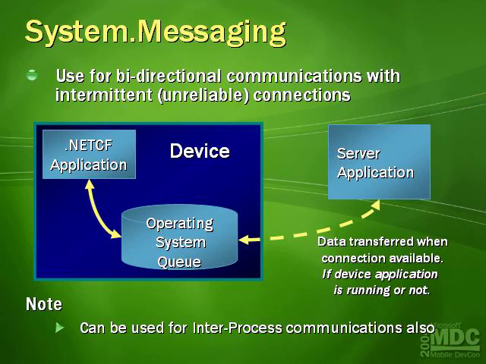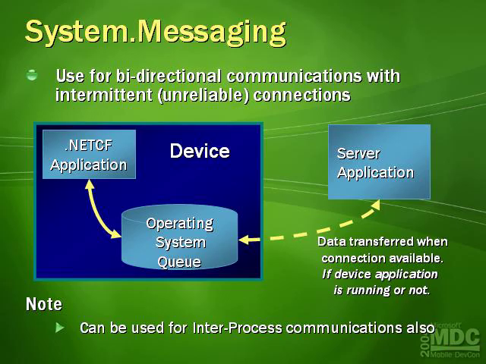And here's System.Messaging. Now this is the same System.Messaging class that's on the full .NET Framework. What this provides is a solution for bi-directional communications when your device might or might not have a reliable connection. This is very important because with these little devices that you can put in your pocket and take around, you might not always have a connection available to you, but you still want to be able to communicate.